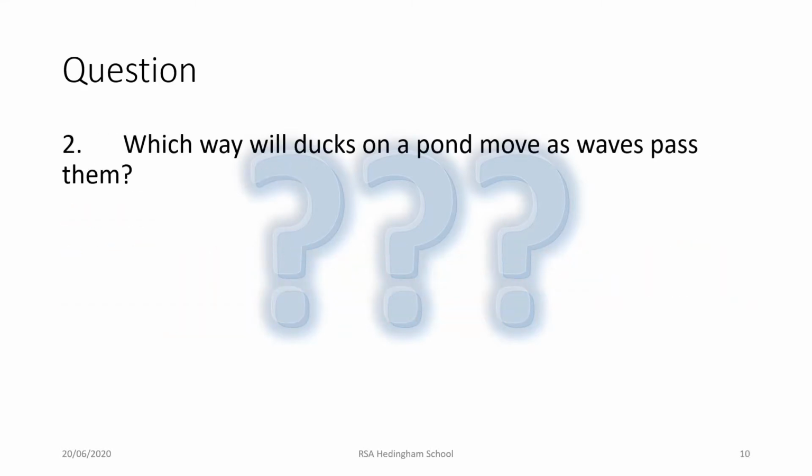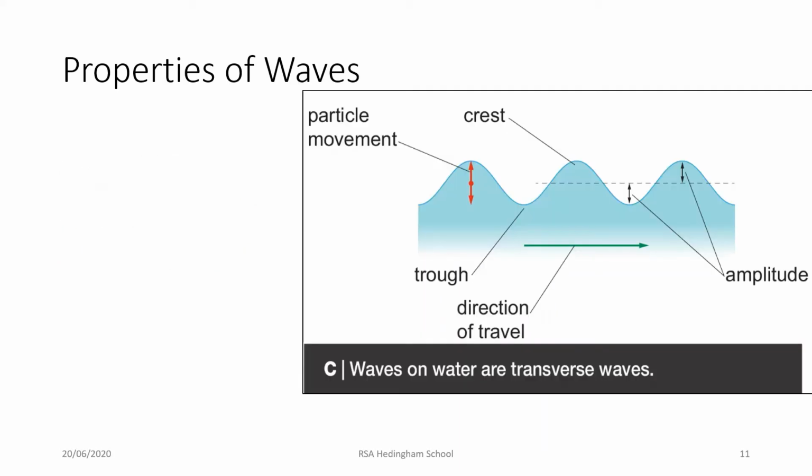Question number 2, which way will ducks on a pond move as waves pass them? The answer is that they will bob up and down. They do not move across the surface.